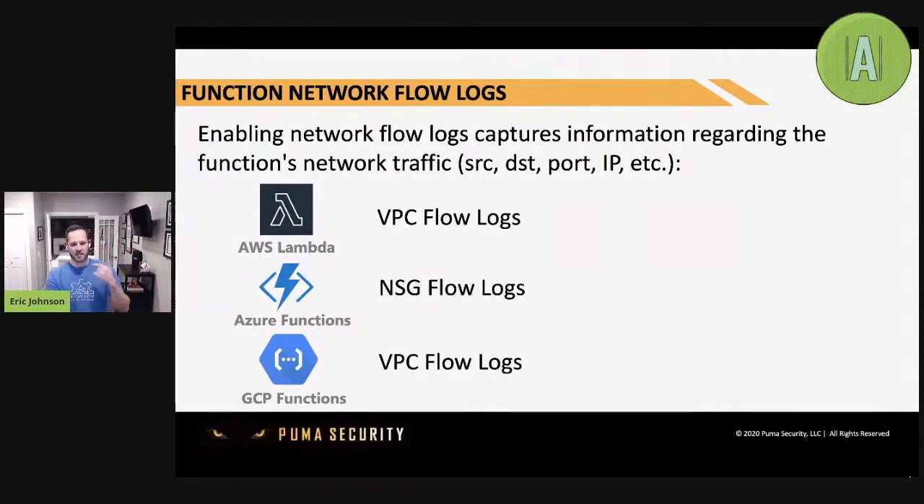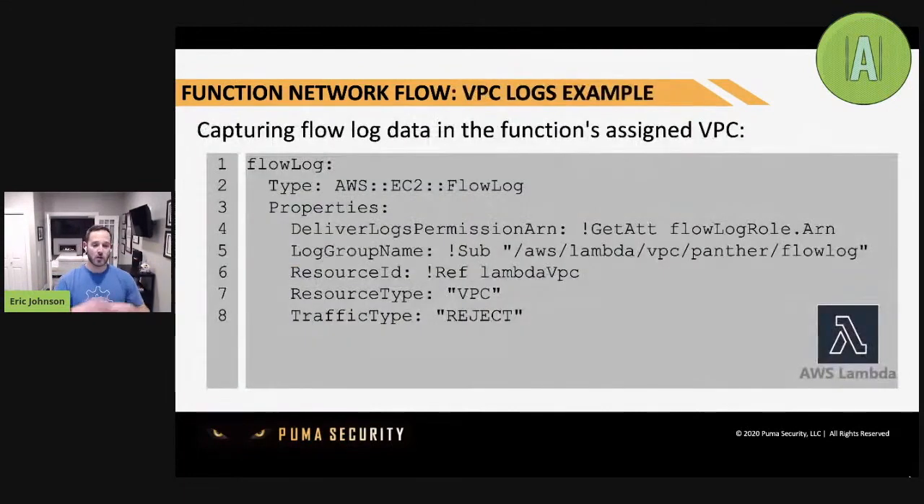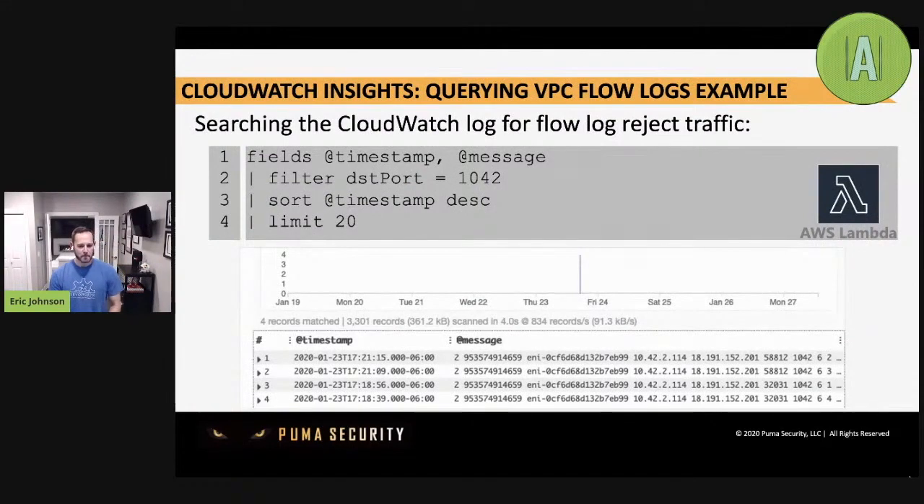In the Azure world, network security group flow logs, same thing in GCP. So you can turn all those on. It's very simple. Get the log data into the centralized logging service so we can query it and actually detect that C2 channel getting blocked on port 1042. So I'll show you what that looks like here in a minute.